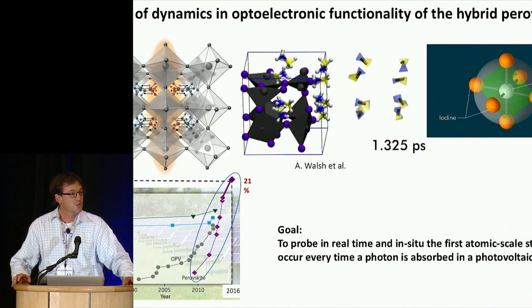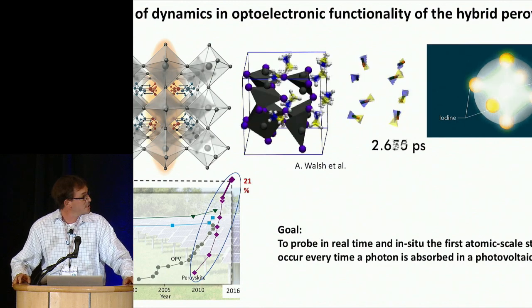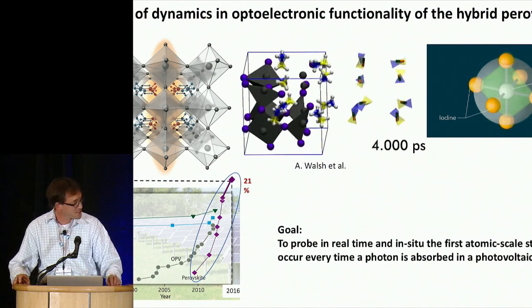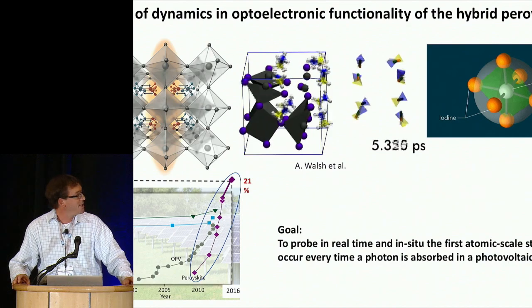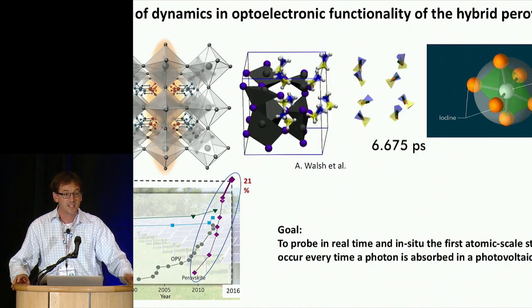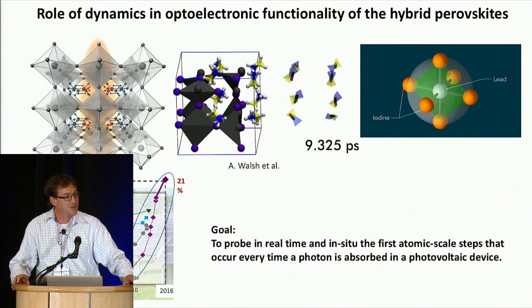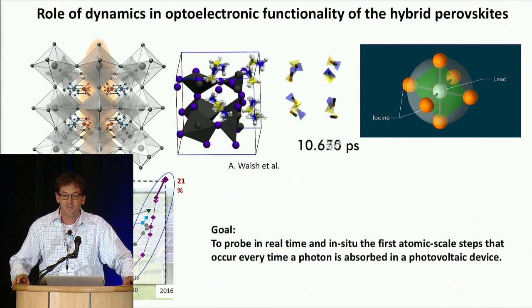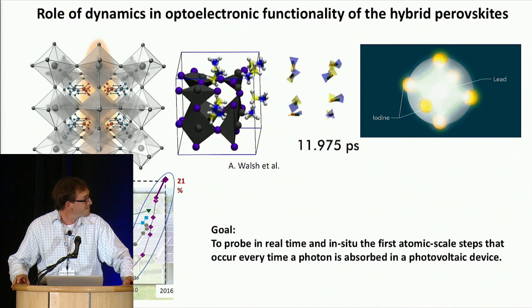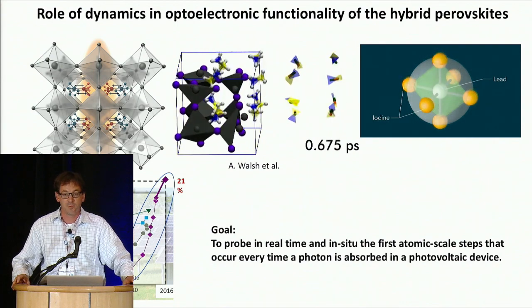So if you ask someone what the structure of one of these materials looks like, they'll maybe show you a picture like the top left there. You have these corner-touching octahedra. This is the prototypical structure, methyl ammonium lead iodide. Sitting at the interstices, you have these organic cations. So that's the crystal structure as you might define it.